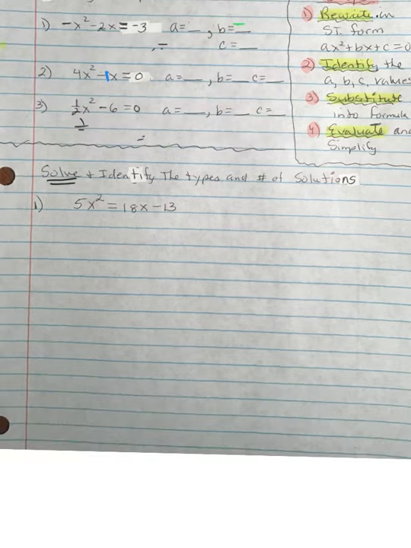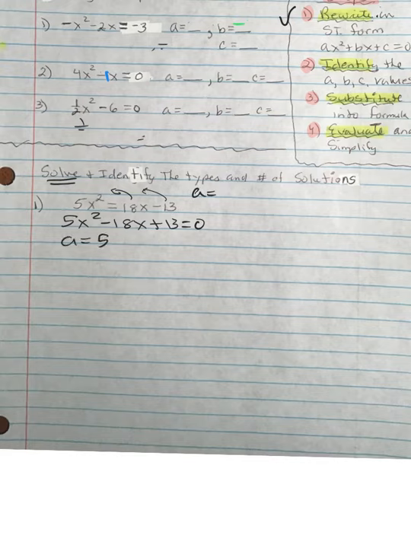Okay, so number 1, solve and identify the types and number of solutions. So the first thing we're going to do is solve. So step 1 is to rewrite it in standard form first. So let's go ahead and move everything over to the other side. That gives me 5x squared minus 18x plus 13. Don't forget to put equals 0 because it's an equation. Then you need to identify the A, the B, and the C. So in this problem, the A is 5, right? The A is 5, the B is -18, and the C is 13.